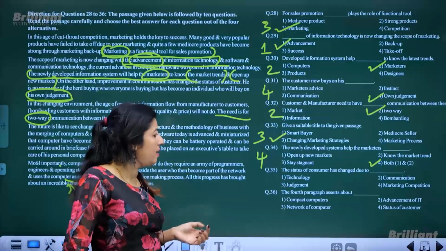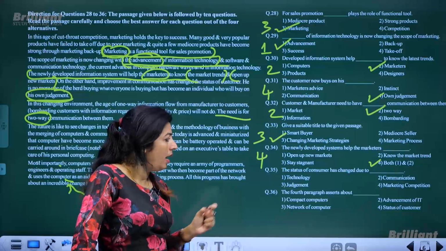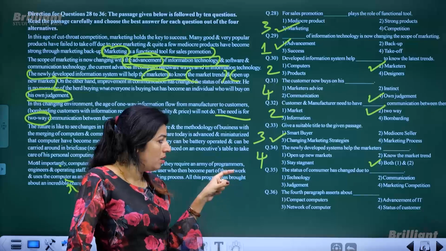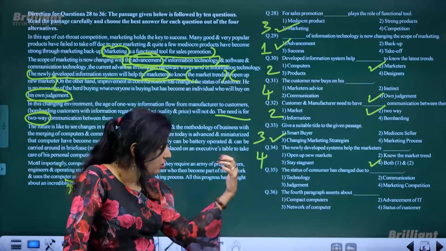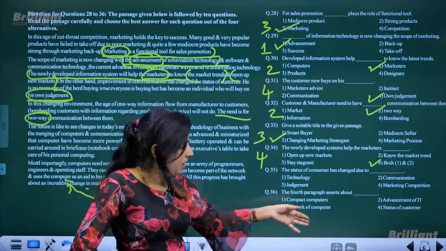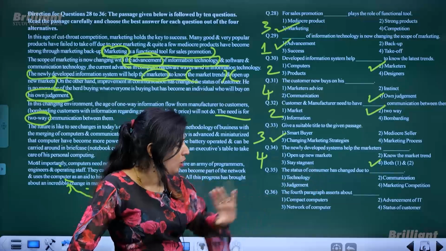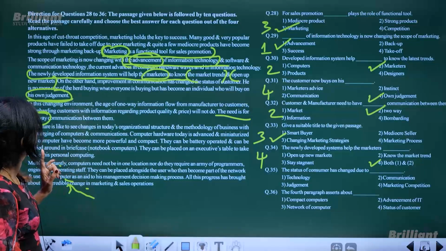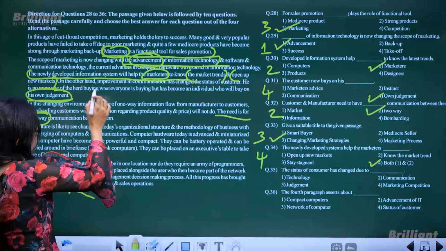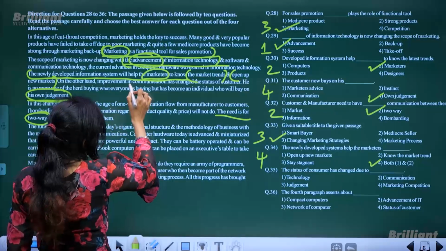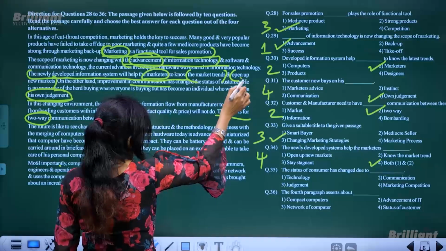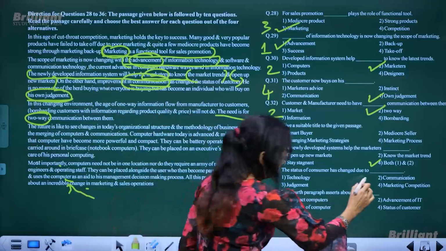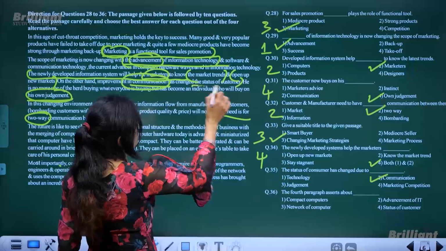Okay. Now next is the status of consumer has changed due to dash. The status of consumer, the one who is using the product, has changed due to. What is the reason? Is it technology? Is it communication, judgment, marketing, competition? So let us find out the status. See, on the other hand, improvement of communication has changed the status of customer. Improvement in communication has changed the status of customer.